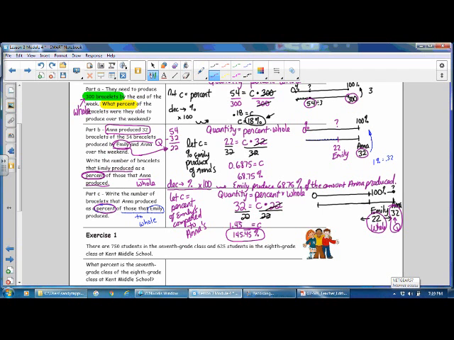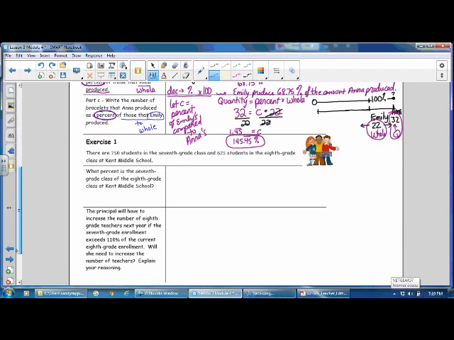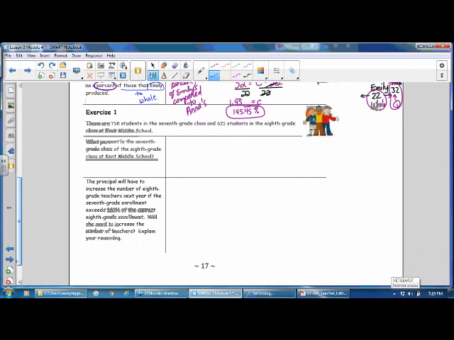All right, let's go down to exercise 1. There are 750 students in the 7th grade class and 625 students in the 8th grade class at Kent Middle School. What percent is the 7th grade class of the 8th grade class at Kent Middle School? So we know that we're talking about quantity, whole, and percent. And this is a percent problem that can be solved using that formula, that quantity is equal to percent times whole.